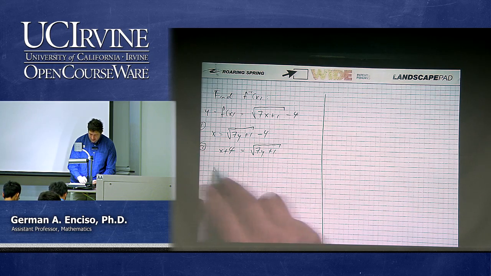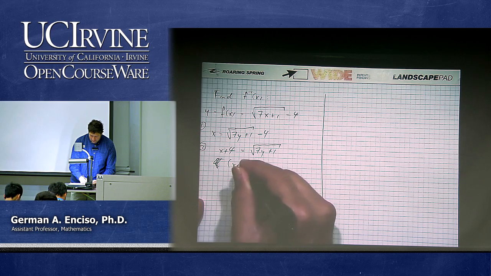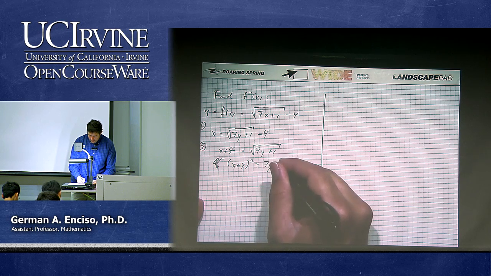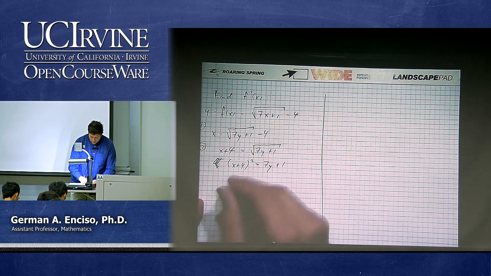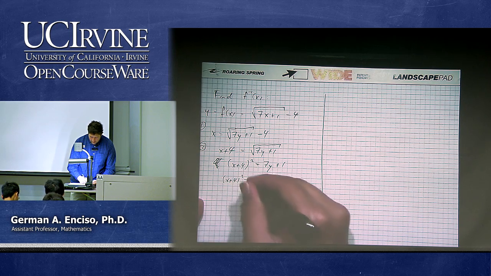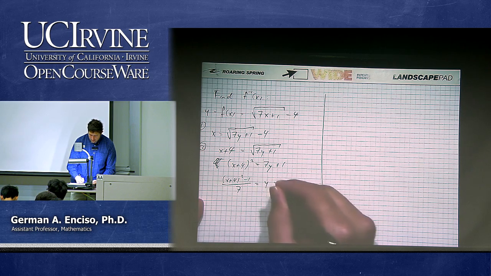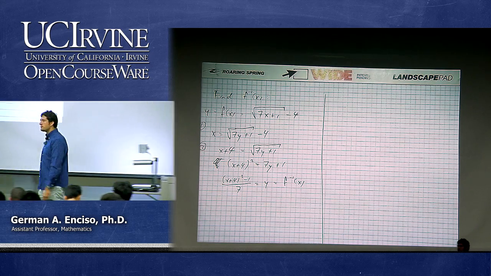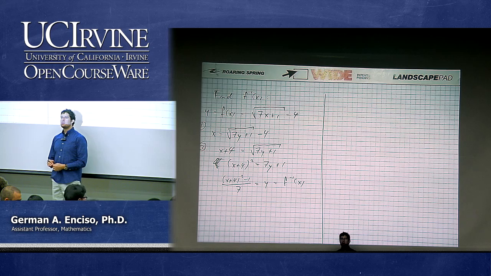Now we take squares on both sides and we get x plus 4 squared is equal to 7y plus 1. And then we subtract 1 and we divide by 7 and we get x plus 4 squared minus 1, the whole thing divided by 7, is equal to y, and that is equal to f minus 1 of x. So there you go. That's the way to find inverses. Questions? No questions. Okay.